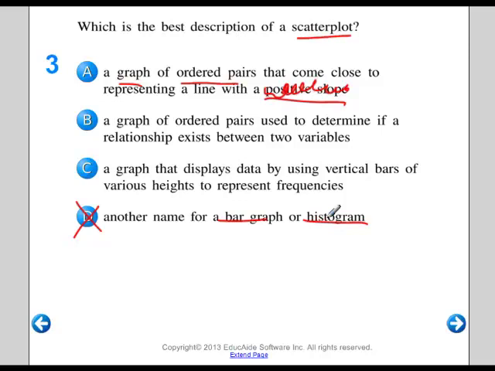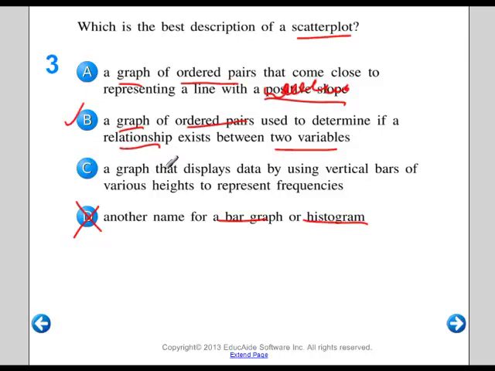Now, letter B, a graph of ordered pairs. So again, we know it's a graph. It is ordered pairs used to determine if a relationship exists between two variables. Okay, so does the scatter plot do that? Yes, it does. That's what it does. We have an x-axis and a y-axis. We would label them like weights and heights, height and shoe size, how many miles driven and how much gas used. So we're thinking it's B, but let's just double check C.